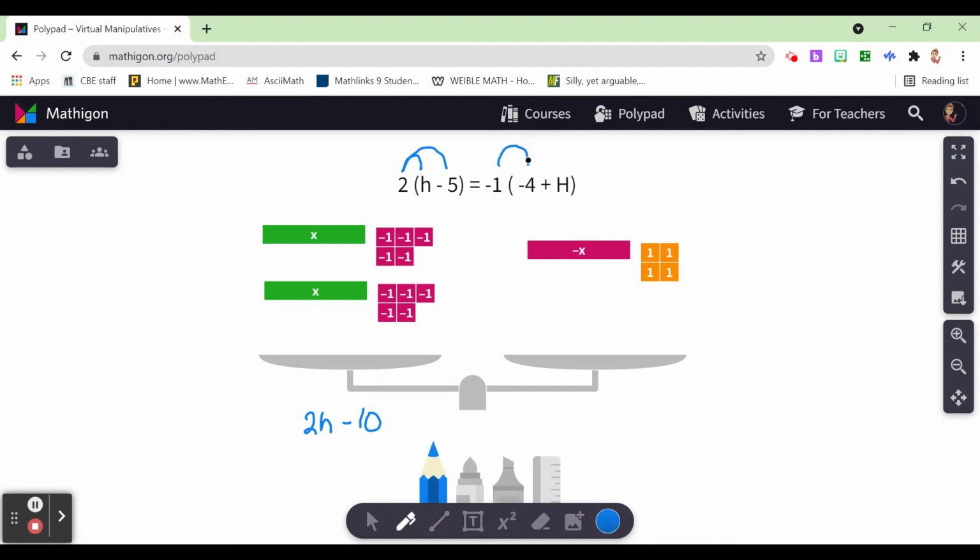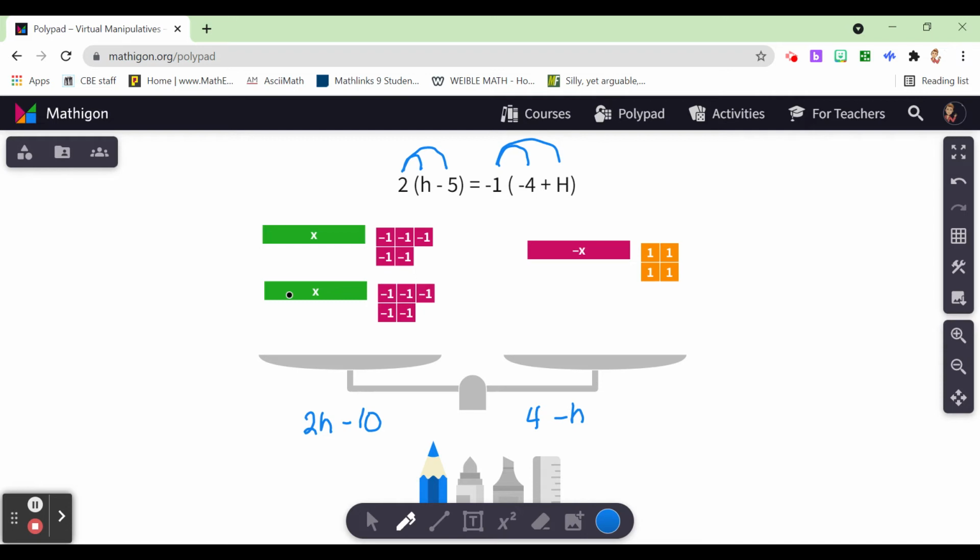So I've multiplied that negative 1 times negative 4, which gives me a positive 4, as we can see here. And I take that negative 1 and times it by h, which would give me a negative h, or in this case, x. Okay, so now I can go ahead and solve for this equation.